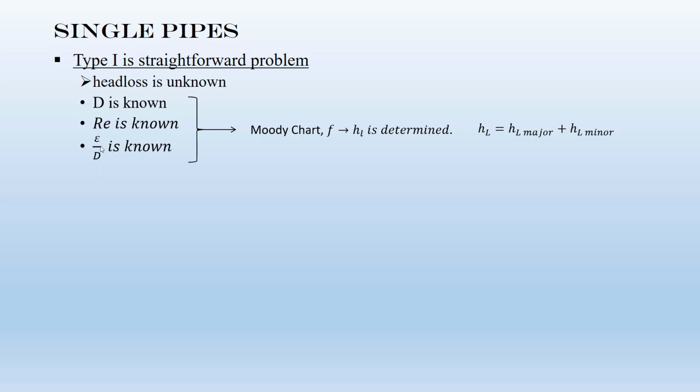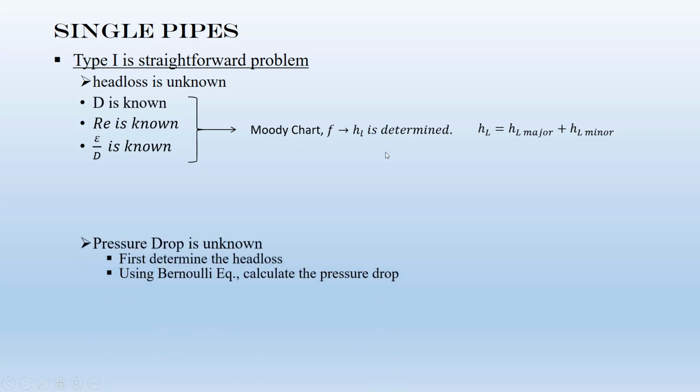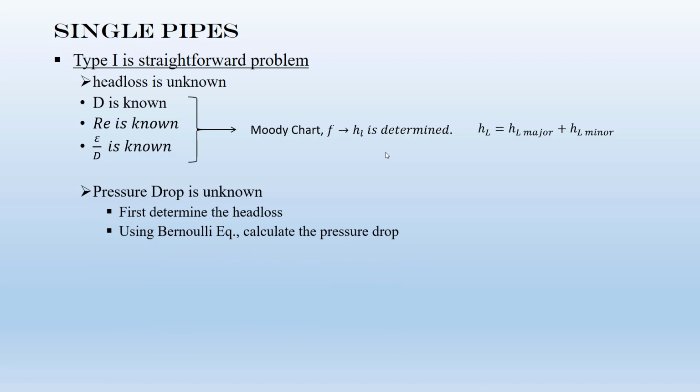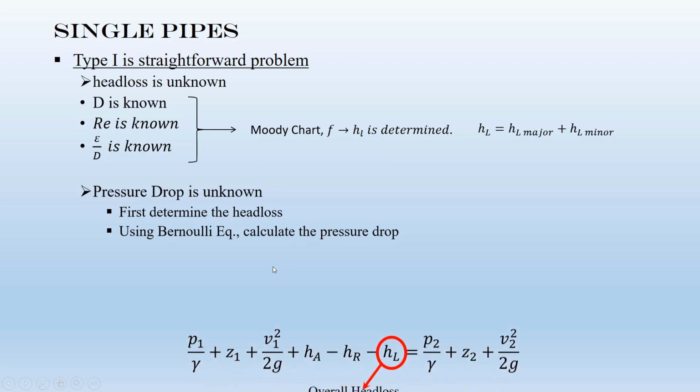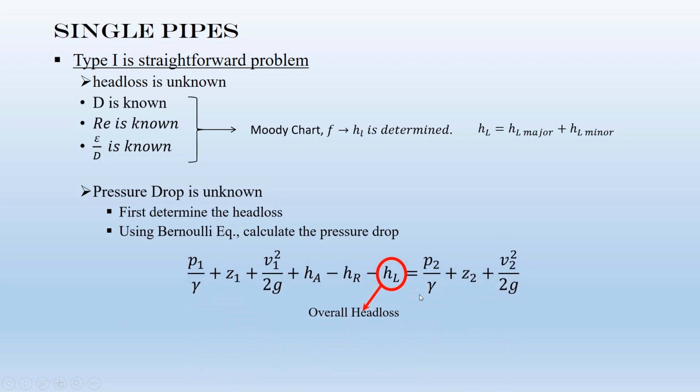So you can simply calculate the HL, and then by having the HL, you can use the Bernoulli equation to calculate the pressure drop. Right? So this is the easiest one, the straightforward method to calculate the pressure drop.